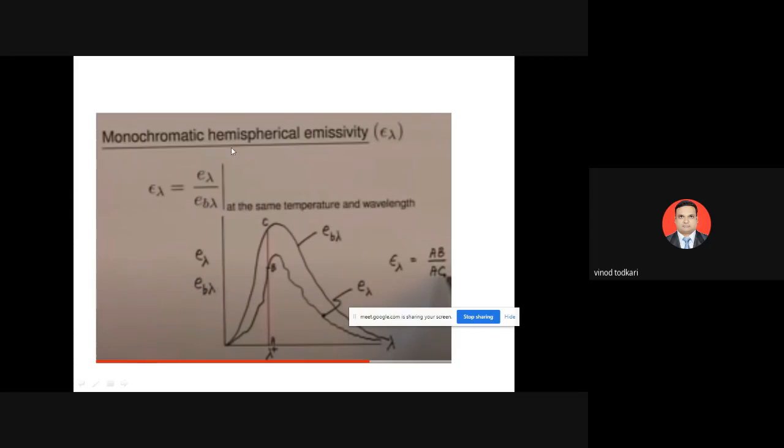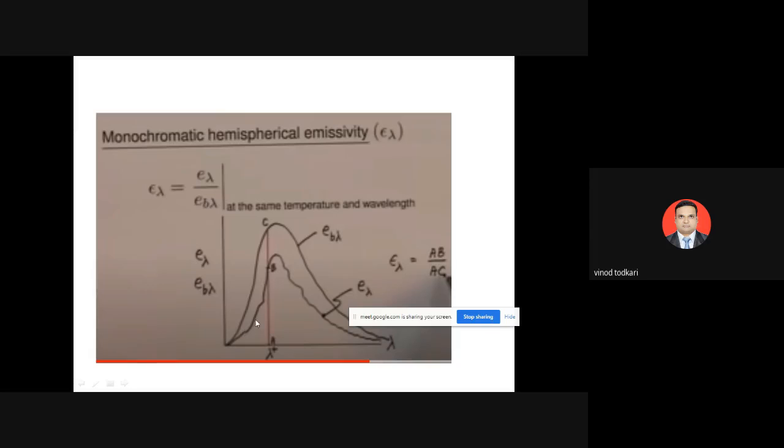Now see, this is monochromatic emissivity. This is lambda. On the x-axis we have taken wavelength. On the y-axis, we have taken E lambda and EB lambda. What is E lambda? Lambda means wavelength, means monochromatic. Monochromatic emissive power, and EB lambda means monochromatic emissive power of a black body. So it is obvious that at any location, the monochromatic emissive power of a black body will be higher than that of the real body.